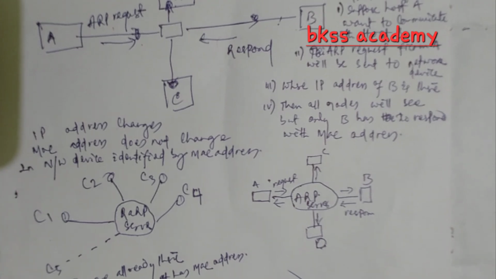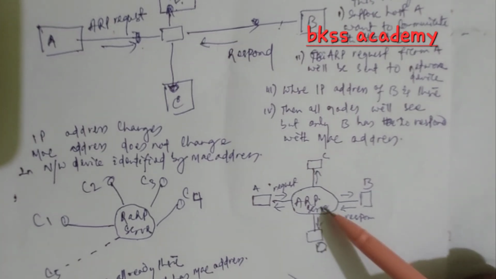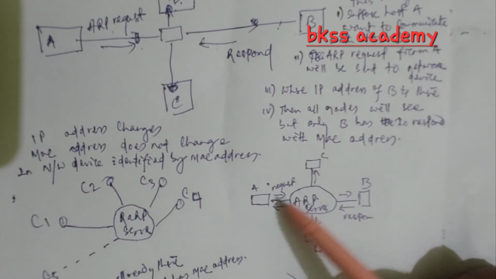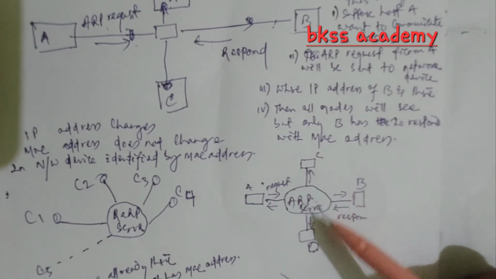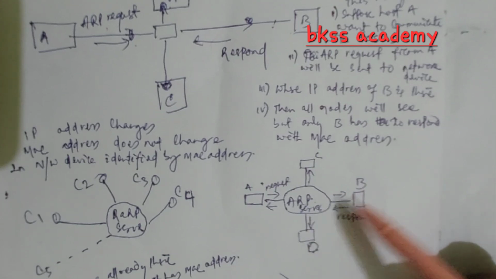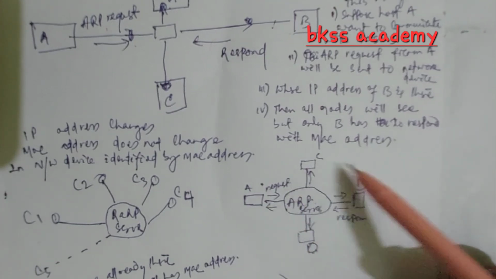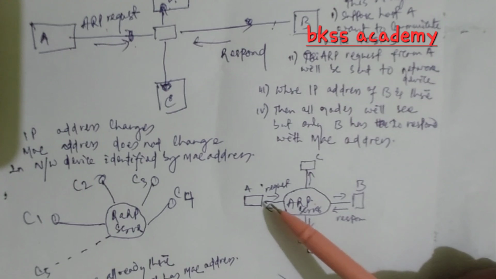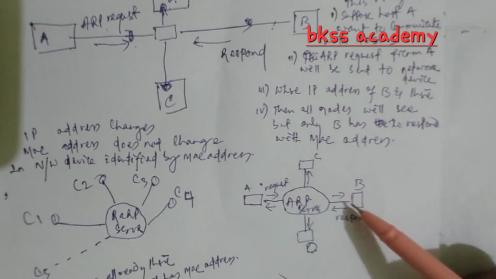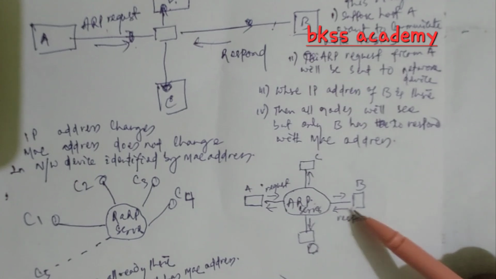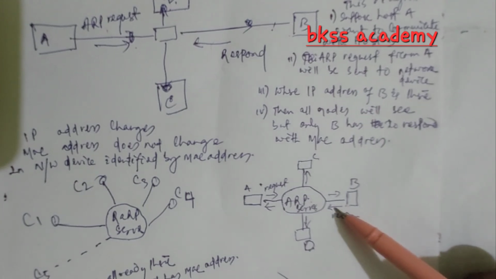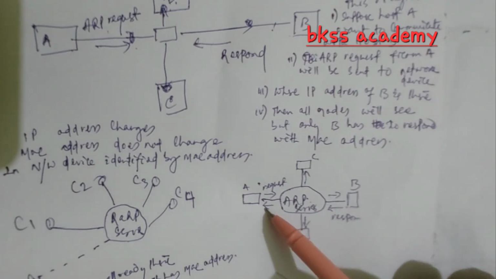Another diagram is there, that is the ARP one. A is requesting B, so A will send the request to all, to C, to D, to B. The request will go to all stations, but because it is searching only for B, only B can respond, no other station can respond. See, B is responding to A. This is the diagram.